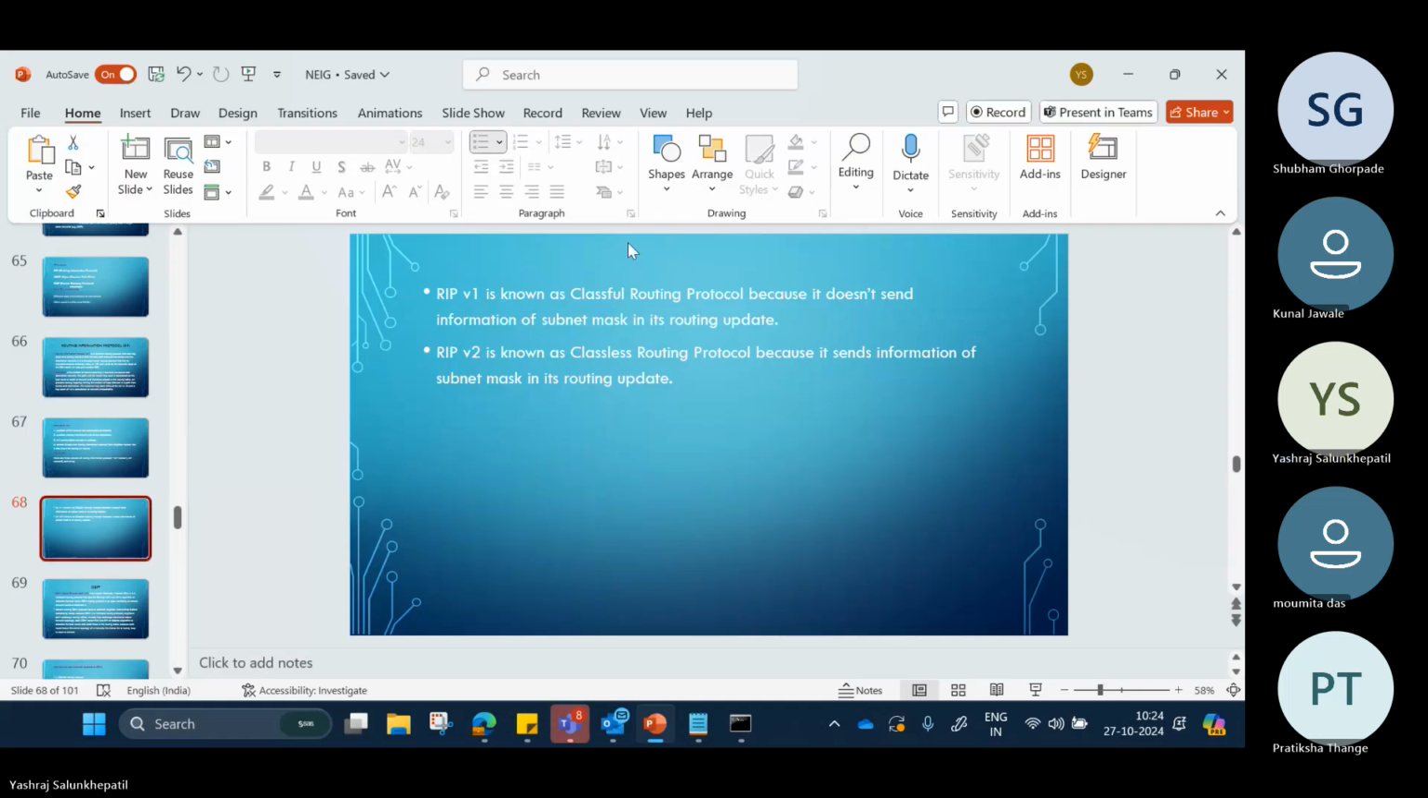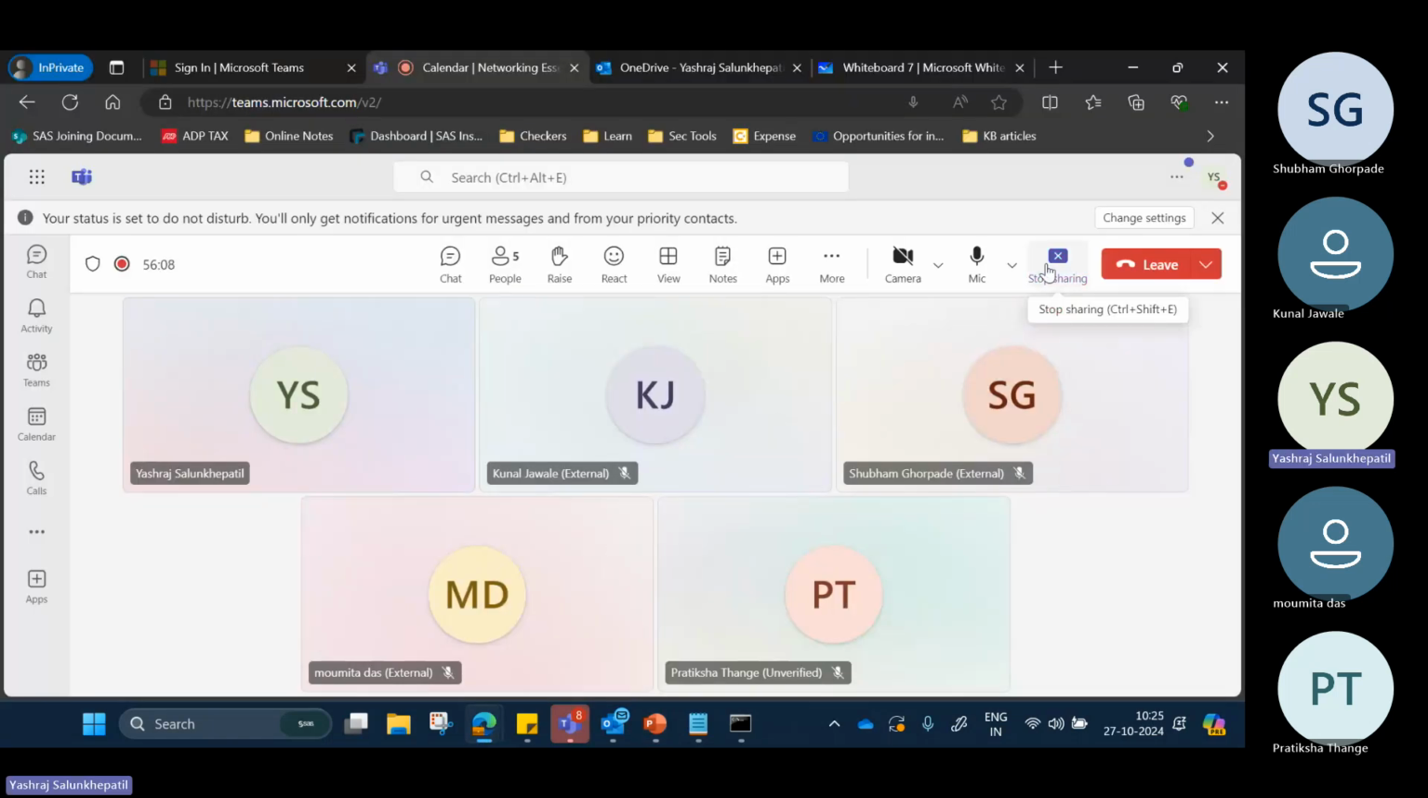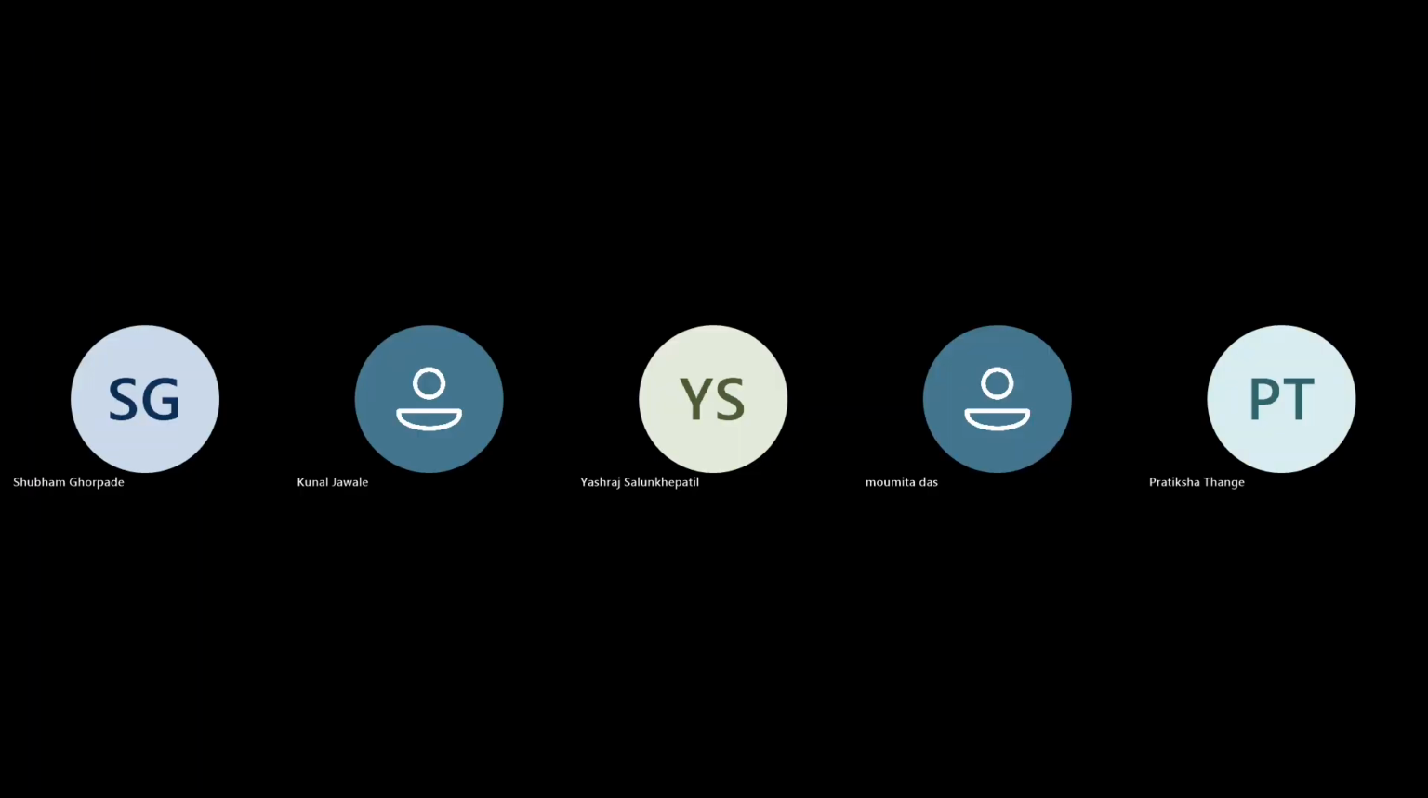We're done. RIPv1 is known as a classful routing protocol because it doesn't send information of the subnet mask in its routing update. RIPv2 is known as a classless routing protocol because it sends information of the subnet mask in its routing update. You can check on your own or when I give you the PPT. All right, that's it.